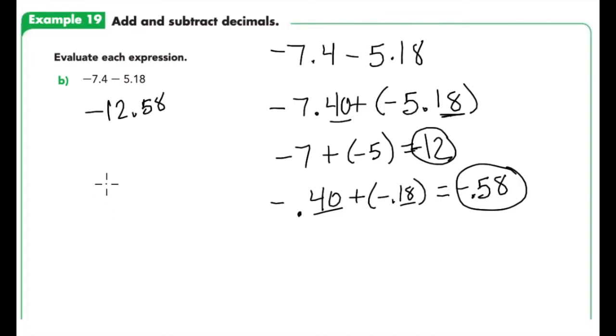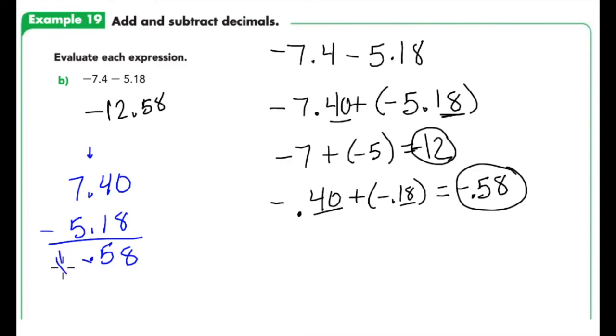If we were to set it up vertically and add it, we would just add these absolute values because they were both negatives. And we could set that up as 7 and 40 hundredths over 5 and 18 hundredths. You'll notice again that the decimal places are lined up. When we add, that's 8. 4 and 1 is a 5. 7 and 5 is 12. So that gave us again our -12 and 58 hundredths.